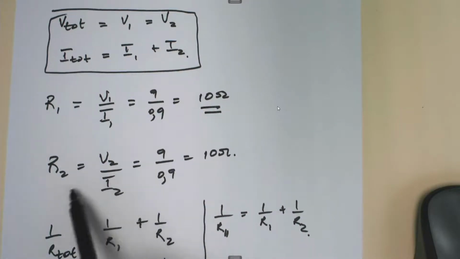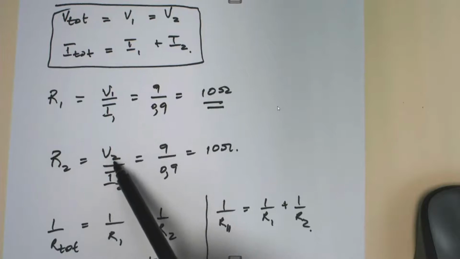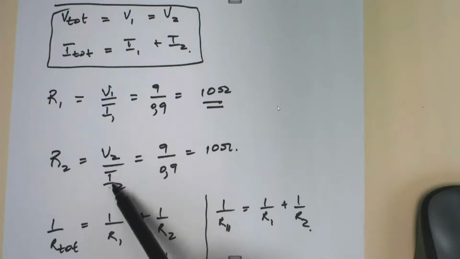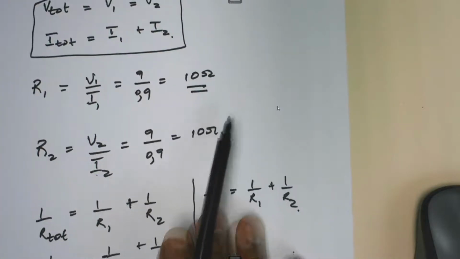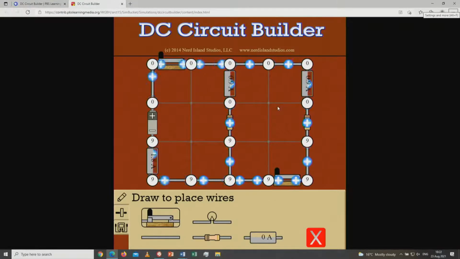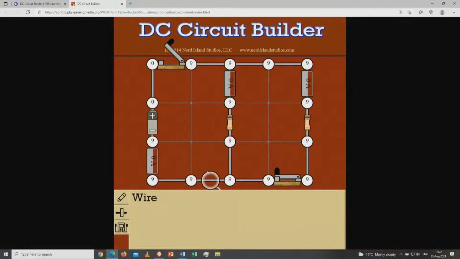We do the same for R2. The voltage or potential difference across R2 is 9 volts. The current through R2 is 0.9 amperes. Then you get a resistance of 10 ohms. Just to see whether the resistance of this resistor is actually 10 ohms, and this is what we get. So these resistors, you can say they are identical. Hence the currents through them are the same.